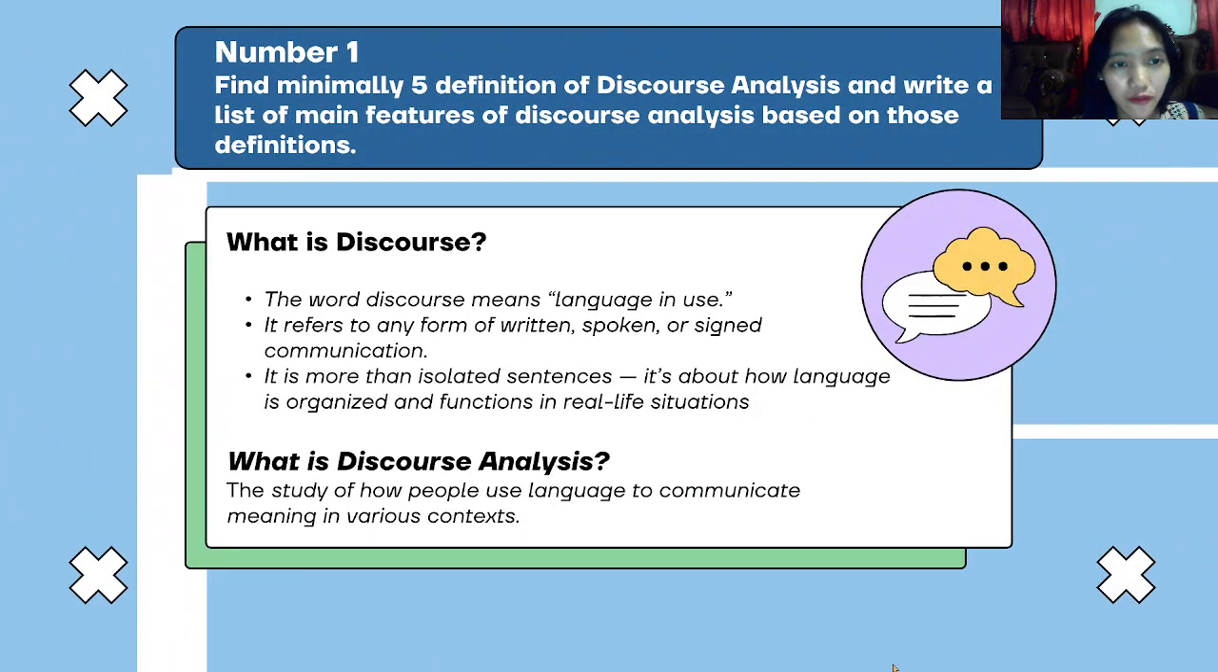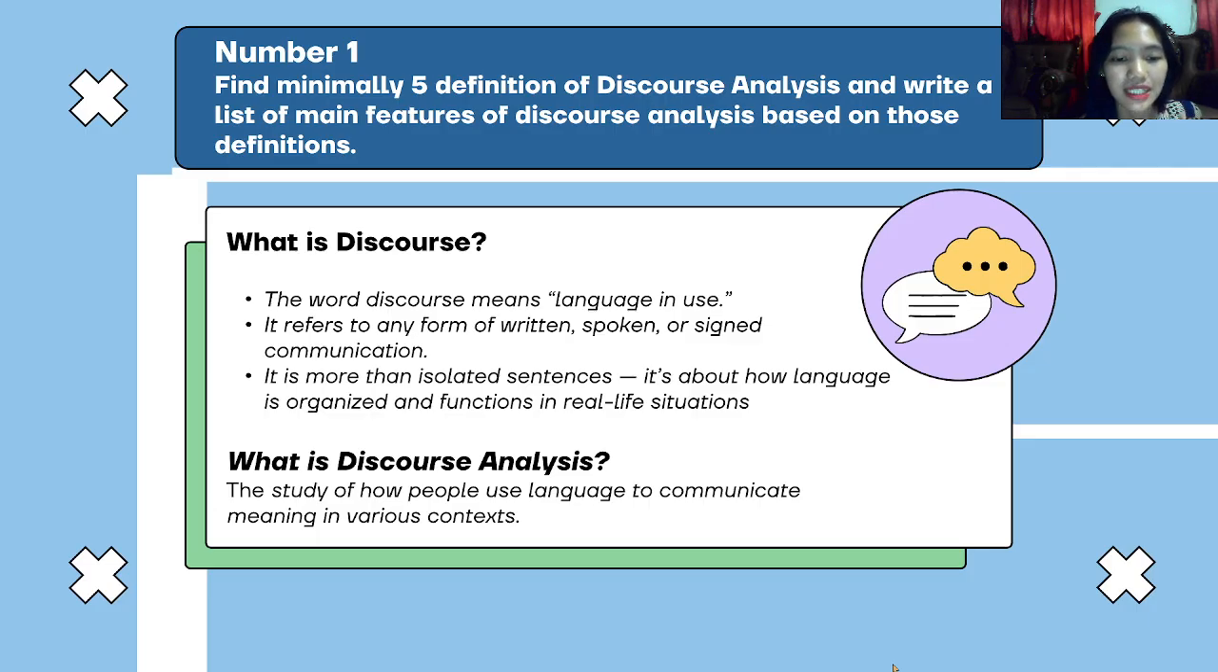Number 1. Find a minimum of 5 definitions of discourse analysis and write a list of main features of discourse analysis based on those definitions. What is discourse? The word discourse means language in use. It refers to any form of written, spoken, or signed communication. It is more than isolated sentences. It's about how language is organized and functions in real-life situations.